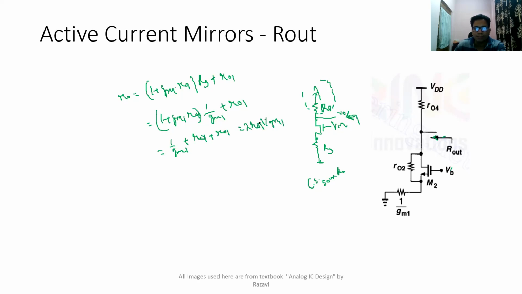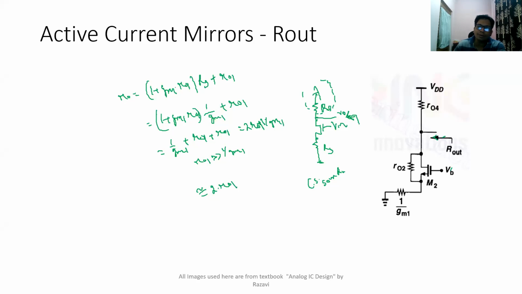So not into, plus 1 by gm1. And I have told you many times that the R1 value will be in kilo ohms, hundreds of kilo ohms. gm will be small, so 1 by gm is going to be small. So R1 is very much greater than 1 by gm1. Therefore, R out can be approximated as 2 into R1.